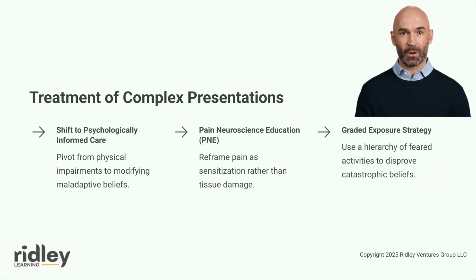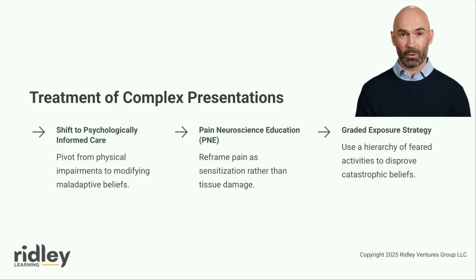Treatment for this complex chronic presentation requires a fundamentally different approach than the preceding cases. Attempting to address mild physical impairments through traditional strengthening programs is unlikely to succeed when powerful psychological barriers prevent engagement with therapeutic exercise. The treatment priority is modification of maladaptive beliefs and reduction of fear avoidance behavior through psychologically informed rehabilitation strategies. Pain neuroscience education forms the foundation of treatment.